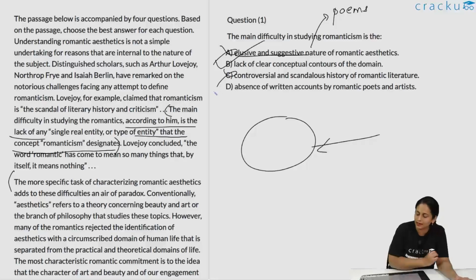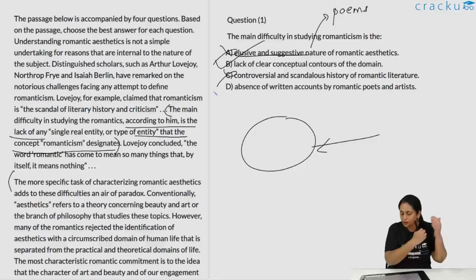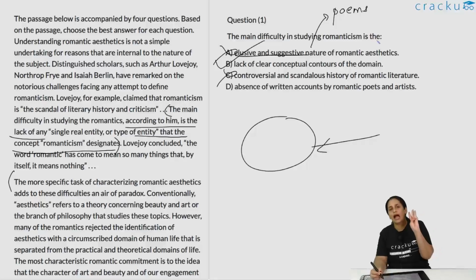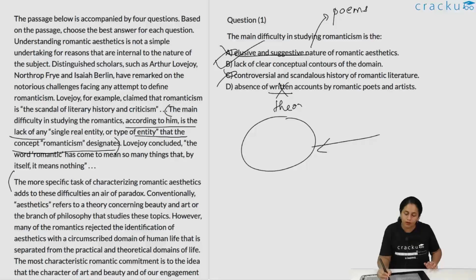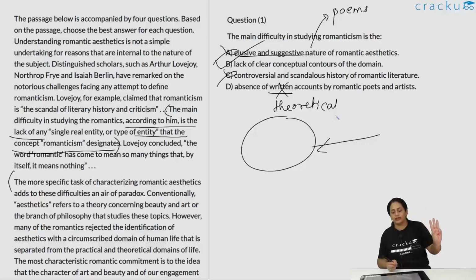So this is an exaggeration, and that exaggeration has been reworded and put here out of context as such. So C is incorrect. Absence of written accounts by romantic poets and artists. This is true. This is one of the difficulties in studying romanticism, but this is the third difficulty. It's not written accounts, it's the absence of theoretical accounts. But this absence of theoretical accounts by romantic poets and artists is a difficulty, but it's the third difficulty. So there is a slight distortion, and this is not the main difficulty, this is the third difficulty given.